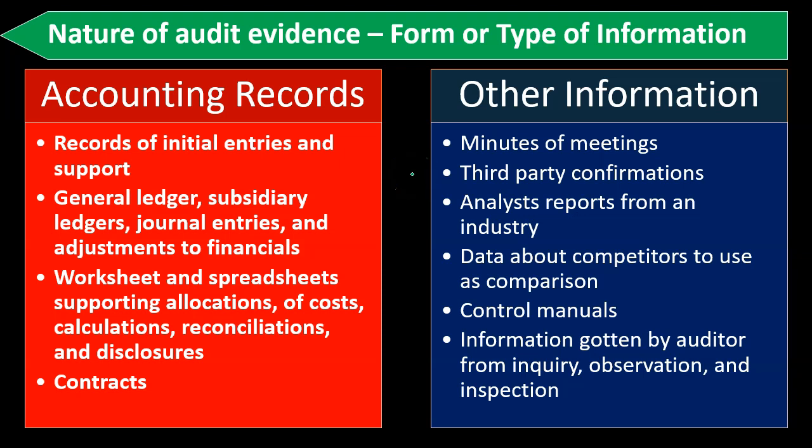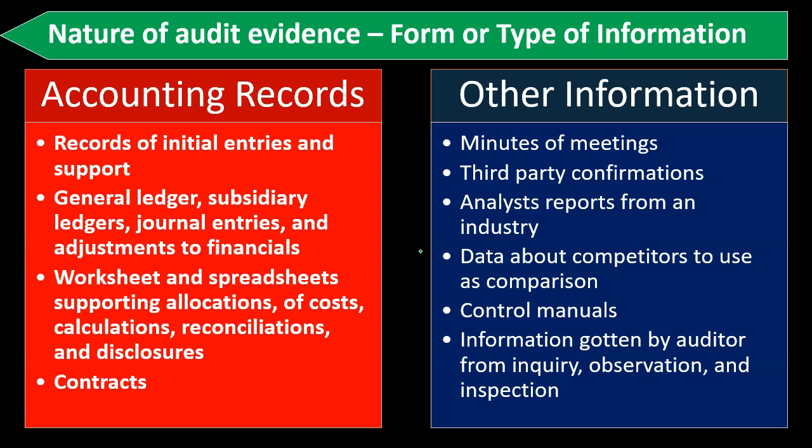Third-party confirmations. So we might talk to third parties. Again, we're not talking about actual accounting records per se here, but we might be discussing third-party information to confirm certain things normally related to the financial statements. Analysis reports from an industry. So we might look at the industry and be comparing the books or comparing something from the company we are auditing to industry standards. Data about competitors to use as comparison.